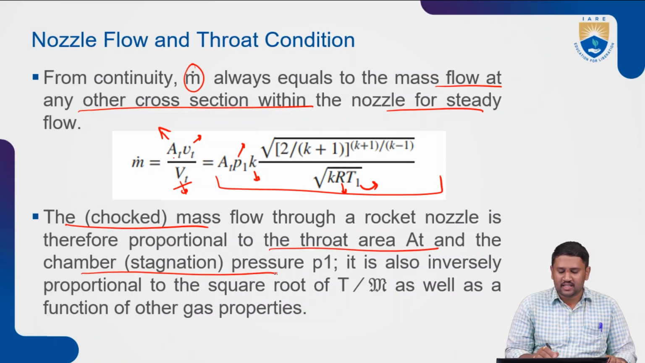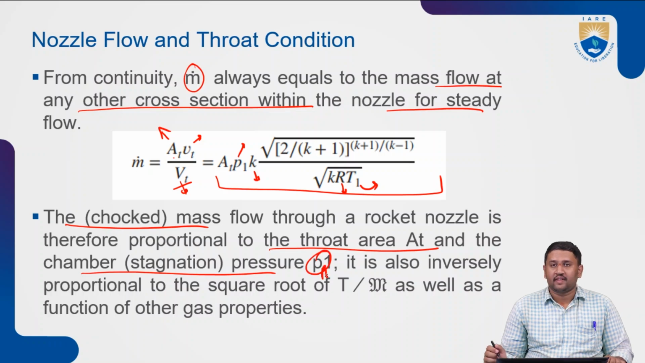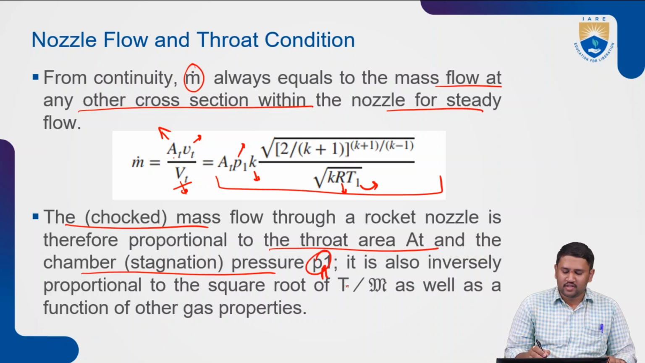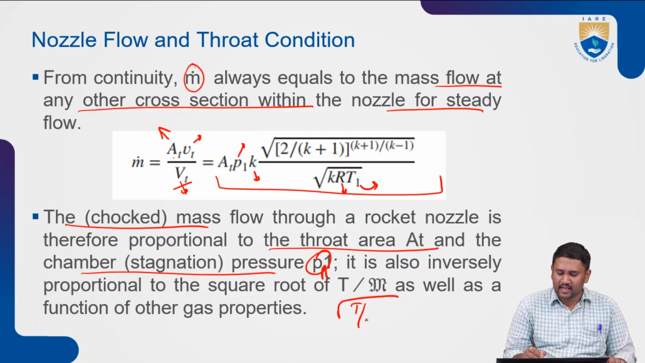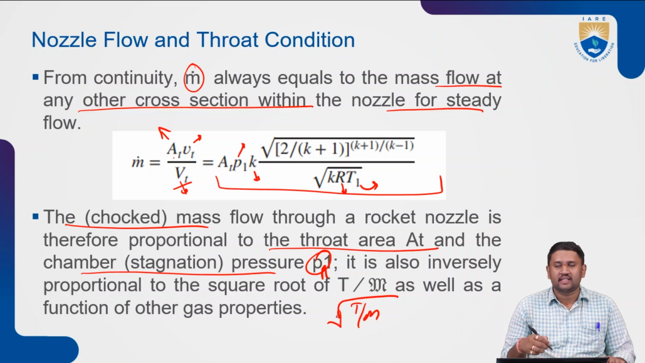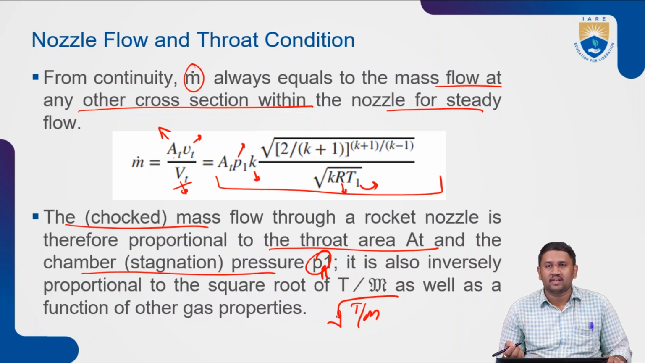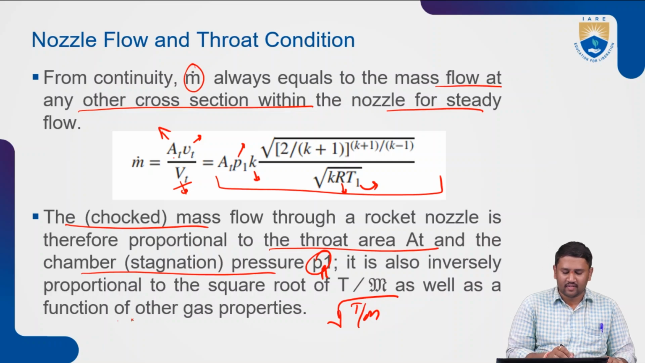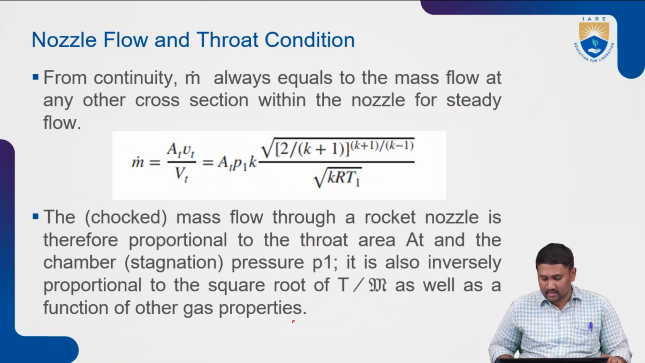And the choked mass flow rate through the rocket nozzle is therefore proportional to the throat area and the chamber stagnation pressure, particularly P1. This is also inversely proportional to the square root of T by M, that is the temperature to the molecular mass ratio, as well as a function of other gas properties.